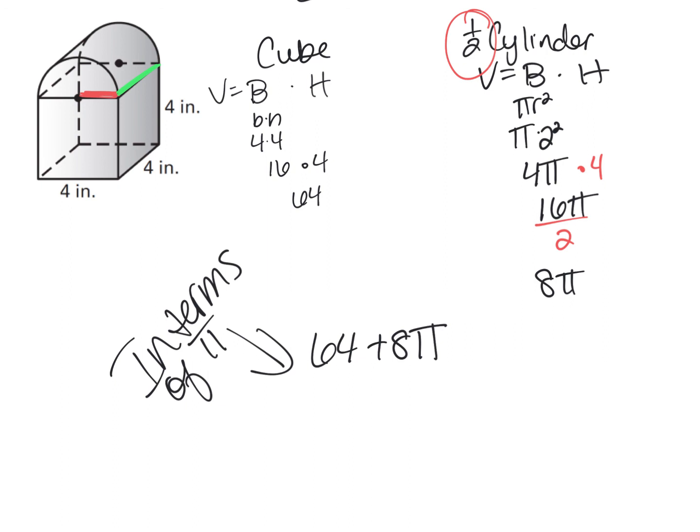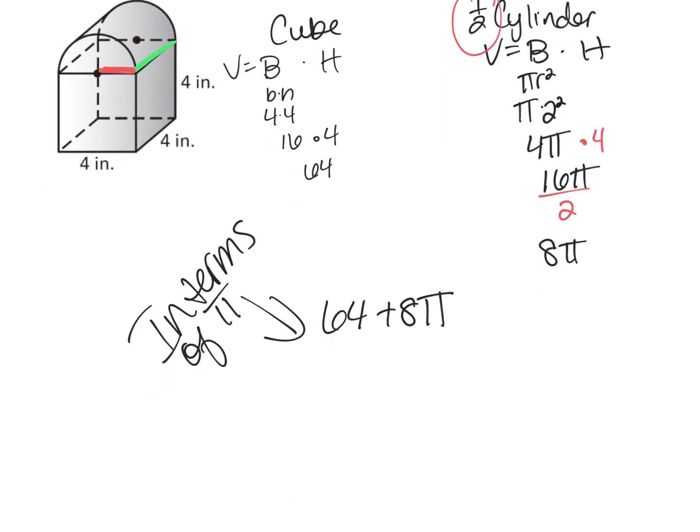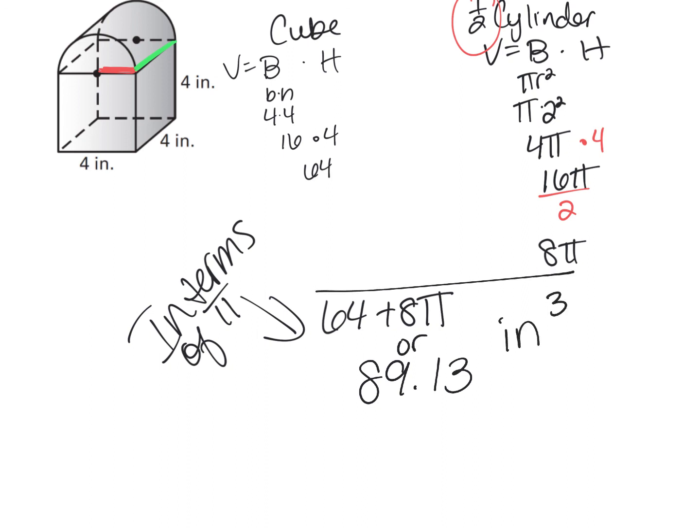You cannot add a non-pi number with a number that has pi in it. It just doesn't work. They're not like terms. So that's fine. If they want it in terms of pi, that's how you would write it. They probably on this one will just want it rounded. So you would type that in your calculator, 64 plus 8 pi, and you get 89.13. And then we can't forget our label. It would be inches cubed.